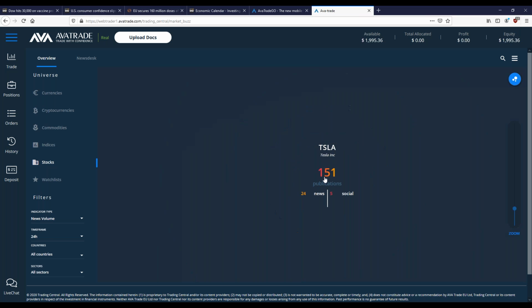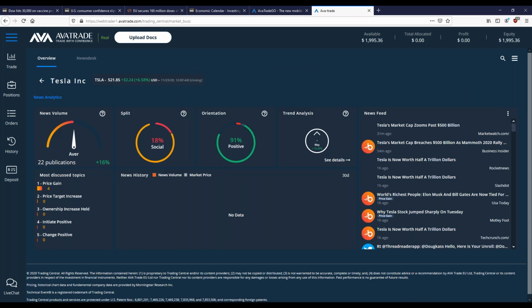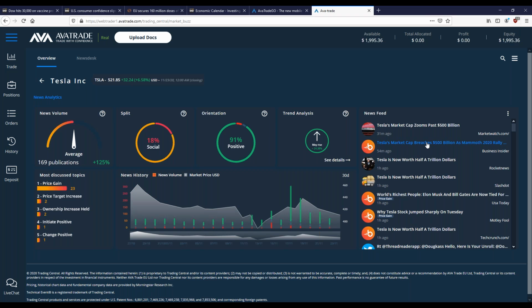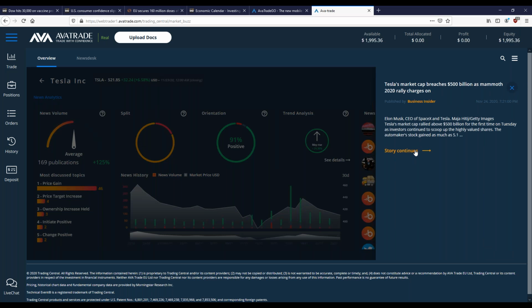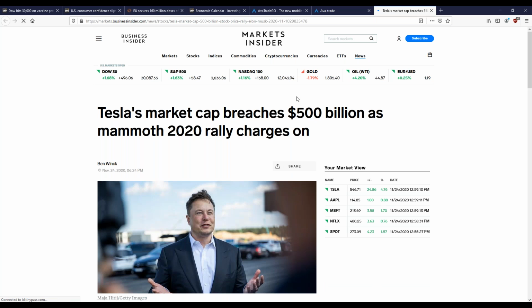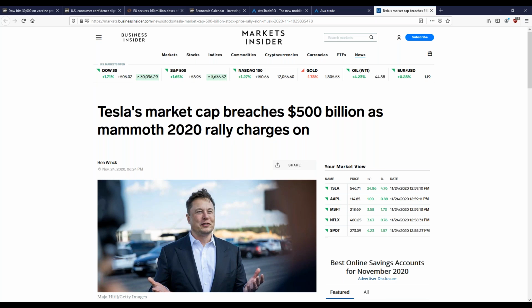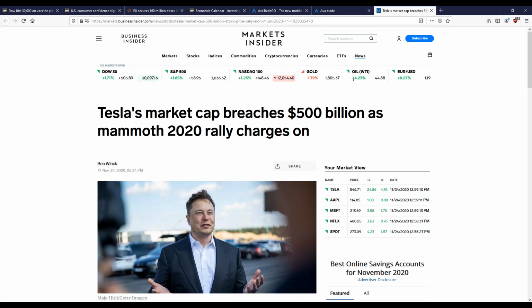Tesla, we click on it. There's the fundamental news right here. I can read, why is Tesla going up so much today? You click on the article. There it is right in front of you. Takes you to the website. Tesla breaches cap. Tesla's market cap breaches $500 billion as mammoth 2020 rally charges on. If you read the article, they'll probably clue you in.